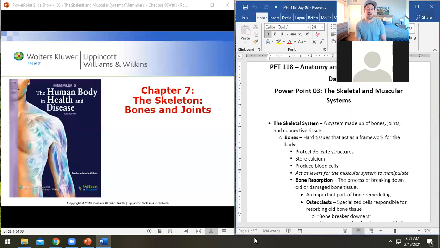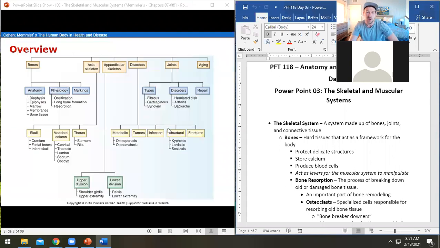All right, so chapter 7 of the Memlers. We're looking at bones and joints. Bones are obviously going to be the stuff that gives our skeletal system its hard framework and protects all of our delicate structures. We'll talk a little bit about their anatomy and their physiology, and we'll briefly talk about their markings, which is kind of fun. We'll move on to the sections of the skeleton.